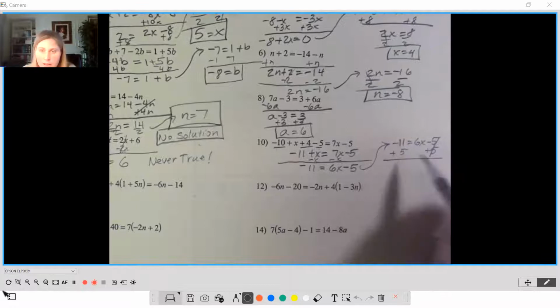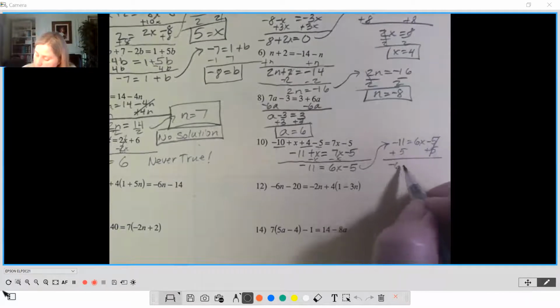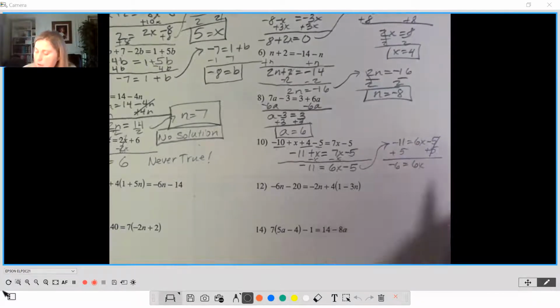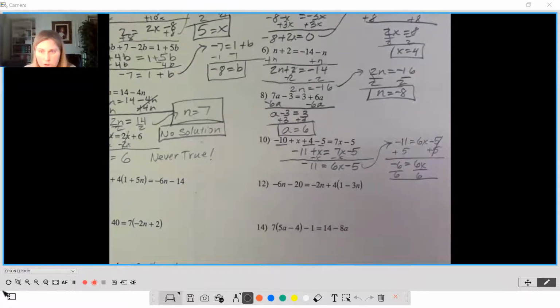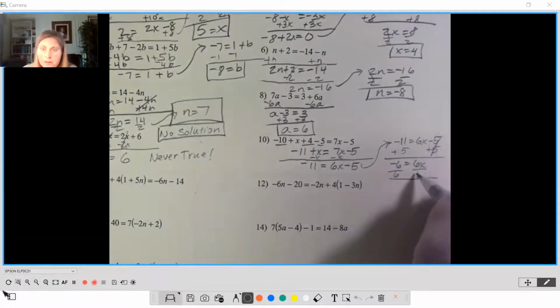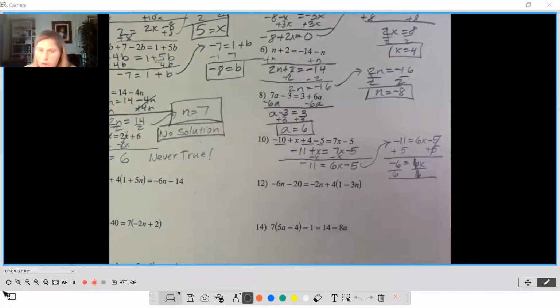Okay, negative 11 plus 5 is negative 6. Bring down the equals, bring down the positive 6. We don't care what 6x equals, we care what x equals. So we divide each side by 6 to cancel this out. 6 divided by 6 is 1. So we have 1x equals negative 6 divided by 6 is negative 1. So x equals negative 1.